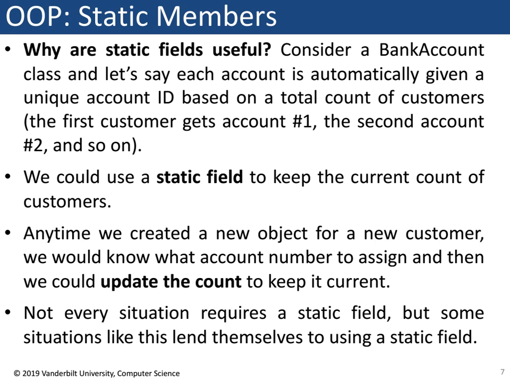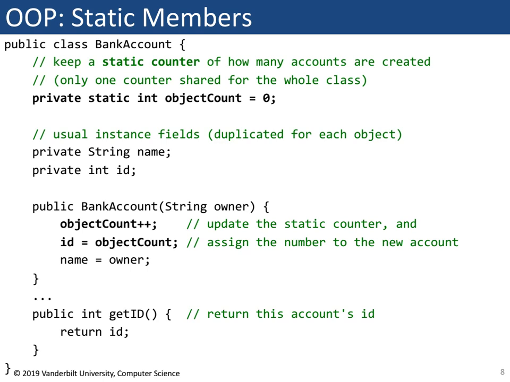You don't always need static fields, but some situations lend themselves very nicely to using static fields. One common use, like we're showing here with the bank account example, is sharing information across multiple objects of a given type. So using a static field to keep track of the number of bank accounts, to be able to assign the next bank account ID correctly, would look something like this. We'd have a private static int called objectCount, and we initialize it to 0. And this is going to keep track of how many accounts are created. So it's the number of objects that have been created of type BankAccount.